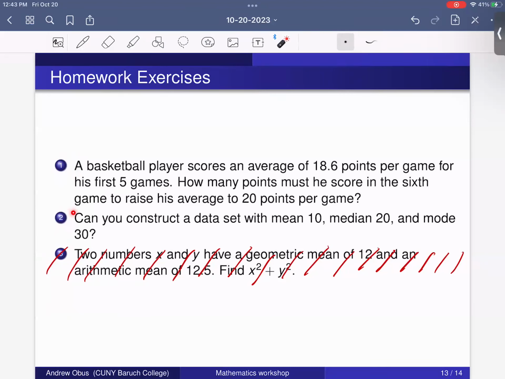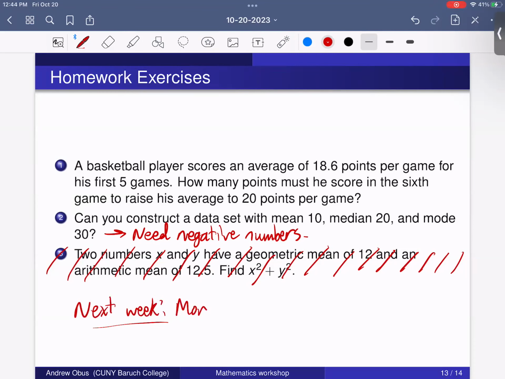And then number 2 is another one of these open-ended questions. Can you construct a data set that has mean 10, median 20, and mode 30? Okay, mean 10, median 20, and mode 30. And I'll say again, you're going to need negative numbers for this.